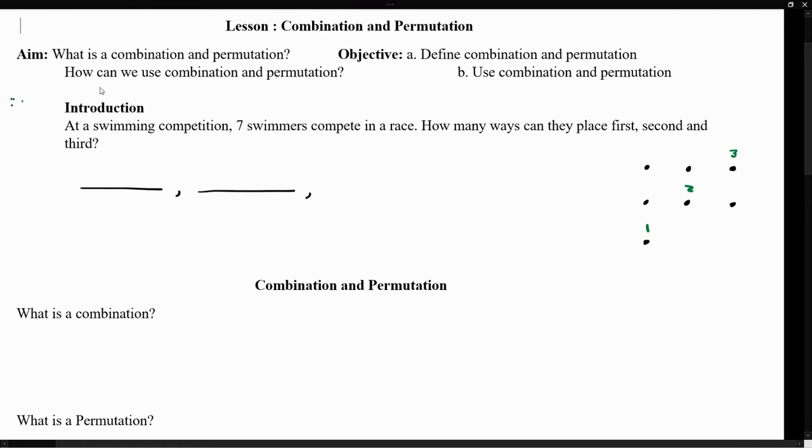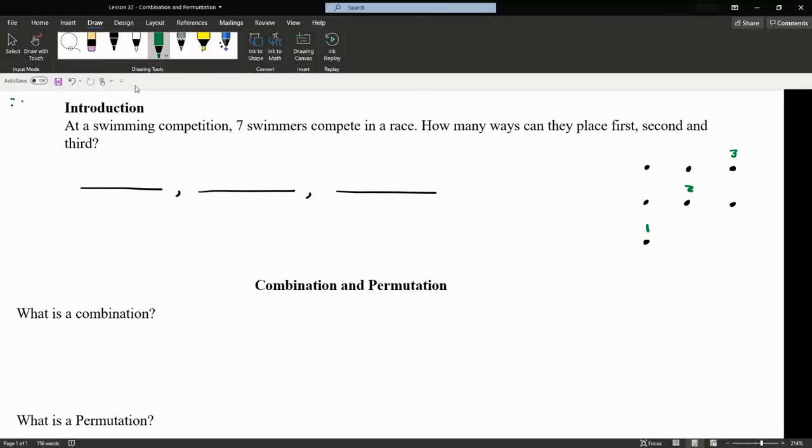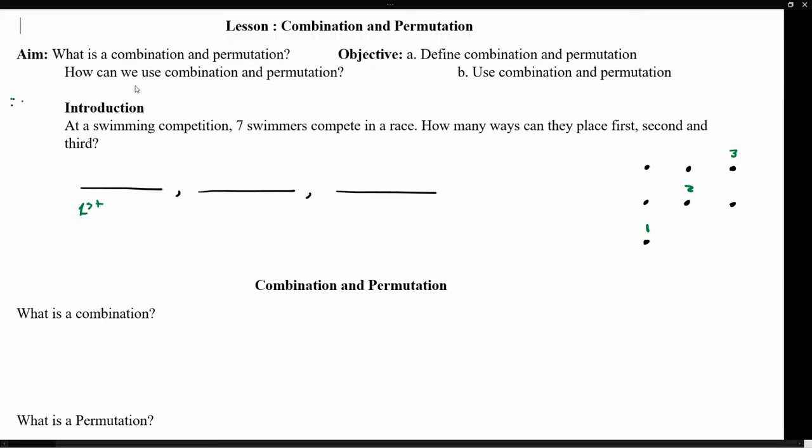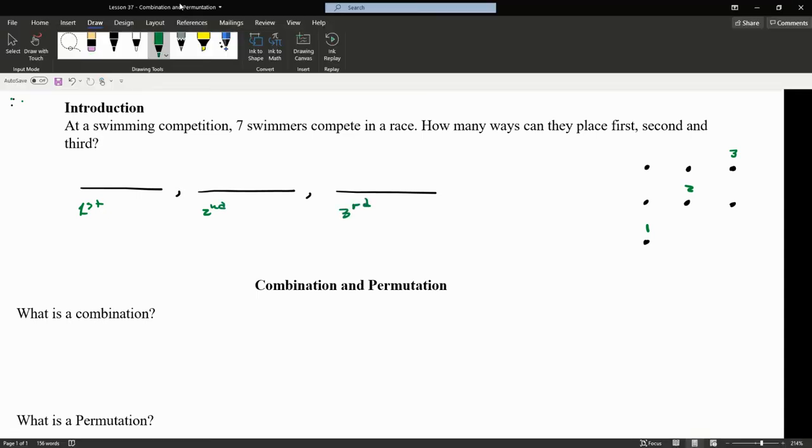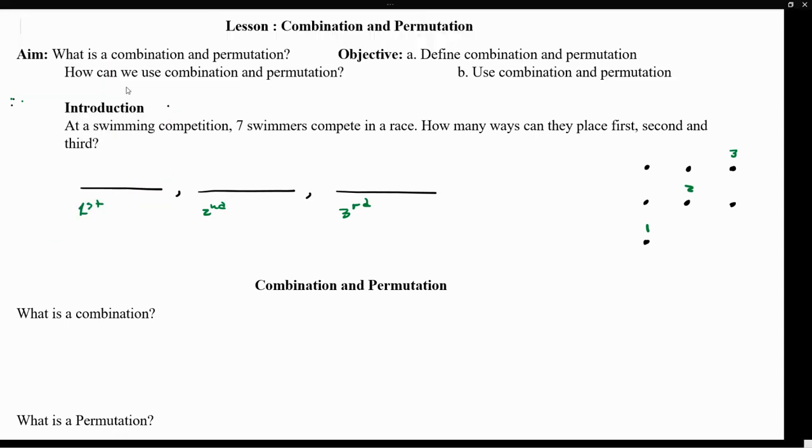This is for first place, this is for second place, and this is for third place. Now, how many swimmers do we have in total? Well, we have 7 swimmers in total. So therefore, I can say that there are 7 possible choices that I can place for first place.